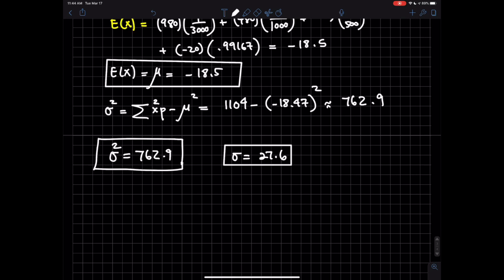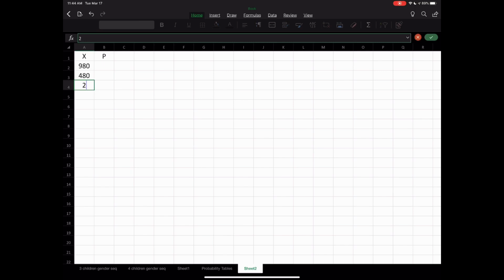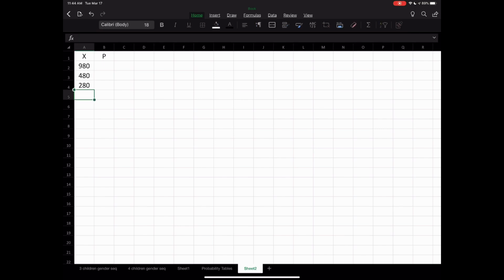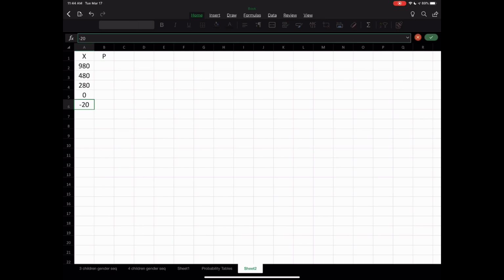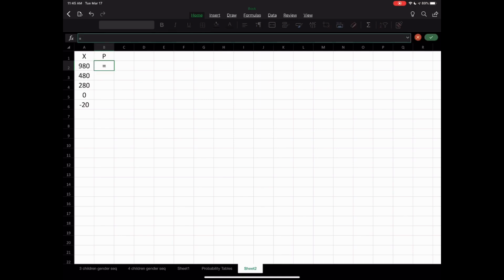Now let's go to our spreadsheet, and let's try to do that in Excel. I'm going to call the first column X and the second one P. My winnings lined up are 980, 480, 280. It was $20 winning, but net zero, and a negative 20 for a loss if I lose the bet or the ticket. Now the probability here is 1 out of 3,000.